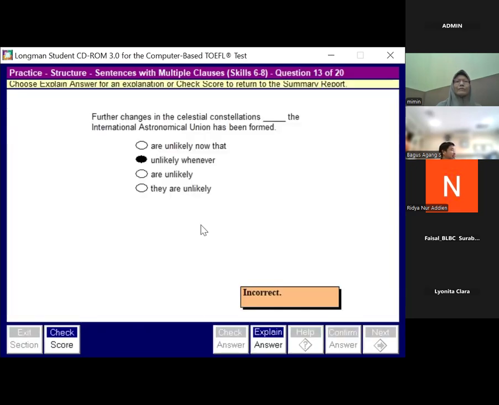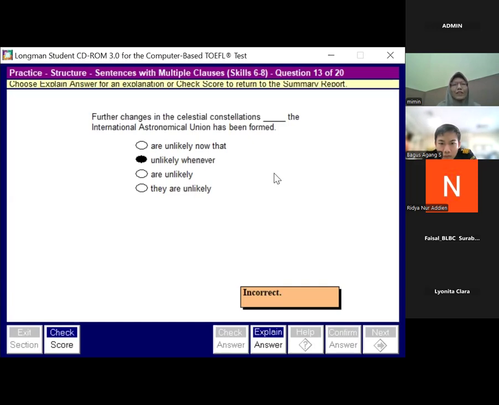And next we have question number... All right, further changes. This is incorrect. What is wrong with this? Can anyone answer? Kenapa ini salah? What's wrong with this sentence? And what should be the answer?